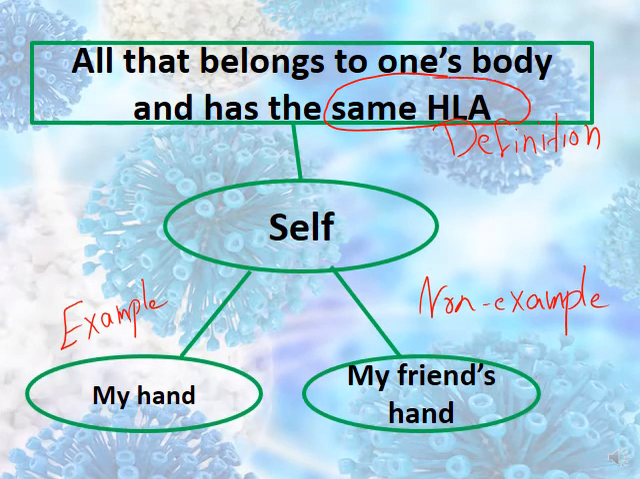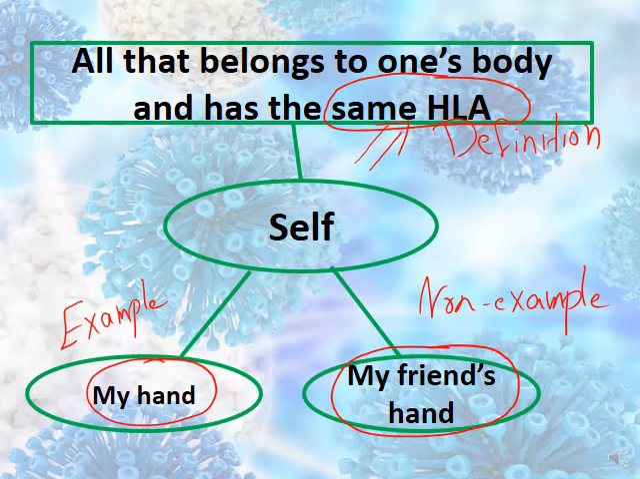So whenever you are asked about the term self, you have to say that it is all that belongs to one's body and they have the same HLA. Without same HLA, meaning that you don't know the definition of self. So self, all that belongs to one's body and they have the same HLA. Self, example, my hand, my kidney, my liver, my pancreas, my eye, my nose, and others. They are called self. Here, another example, my friend's hand. My friend's hand is not self. It belongs to others' body. It's called non-self.